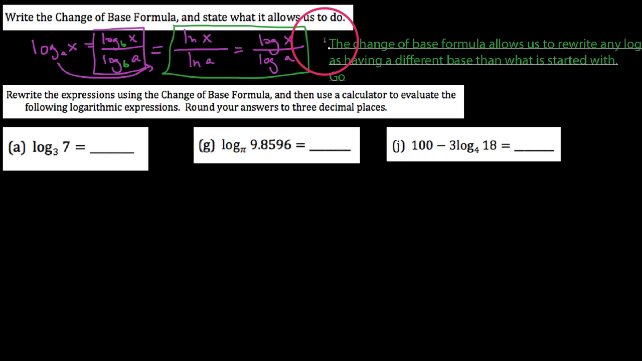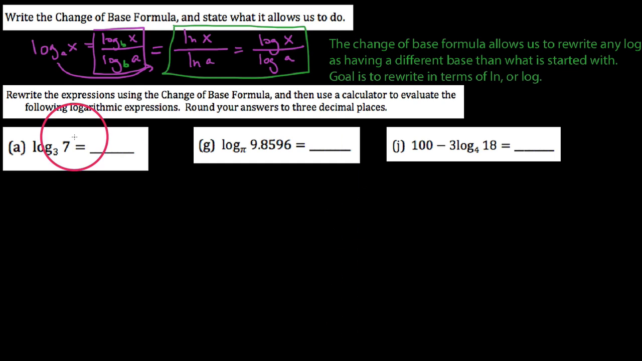And our goal is to rewrite in terms of ln, or log base 10. So we're going to rewrite this most of the time in terms of our common log or our natural log, so we can put this into a calculator. My instructions on this are pretty simple. It says rewrite the expressions using the change of base formula. Then let's use a calculator to evaluate the following expressions. And then I want to round our answers, since they're exponents here, to 3 places.